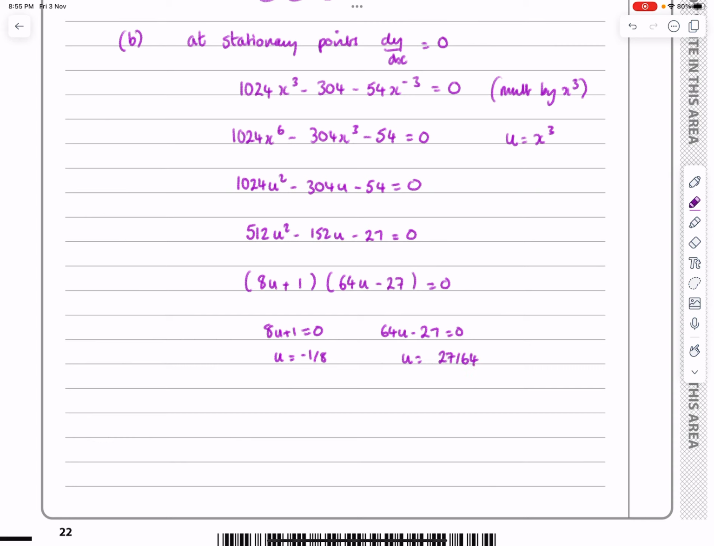When we were trying to work out where we get those numbers from, your 8, your 64, your 27, and your 8, think about the fact that we're going to have x cubed equals something. Having cubic numbers as part of my answers here is very clever on the part of the examiner, but gives me a little bit of an in into trying to work that out. So if x cubed is equal to minus an eighth, x is the cube root of that, which is minus a half. If x cubed is equal to 27 over 64, x is the cube root of that, which works out to be 3 over 4.